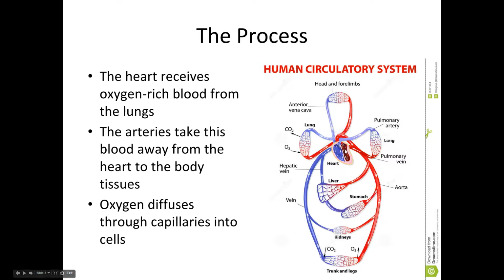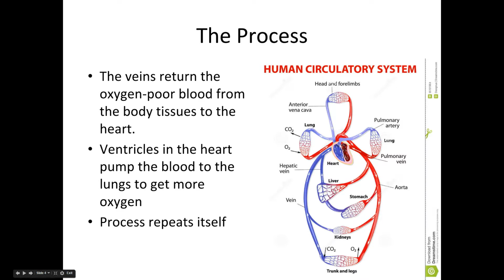Now, the atriums are going to pump the blood to the arteries. Now, the arteries are going to go out this way to our head and forelimbs and going to come down this way to the rest of our body. And then the arteries take this blood away from the heart to the body tissues. And then the oxygen, so we can see here these net-looking structures, this is our capillaries. The oxygen diffuses through the capillary walls, so very, very thin vessels in our body, into different body tissues and cells.